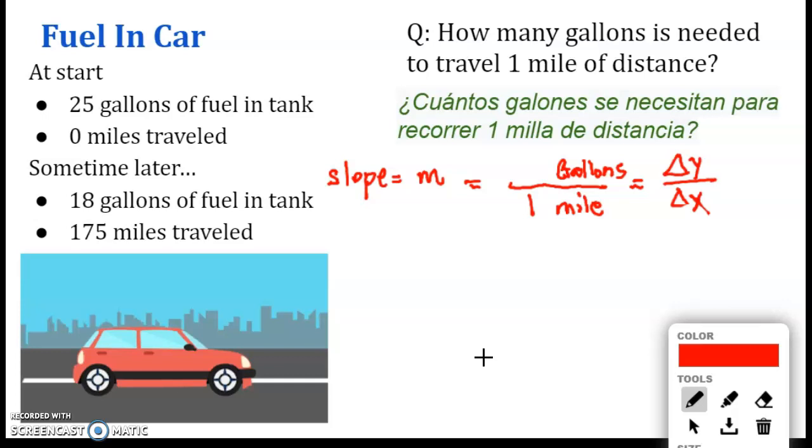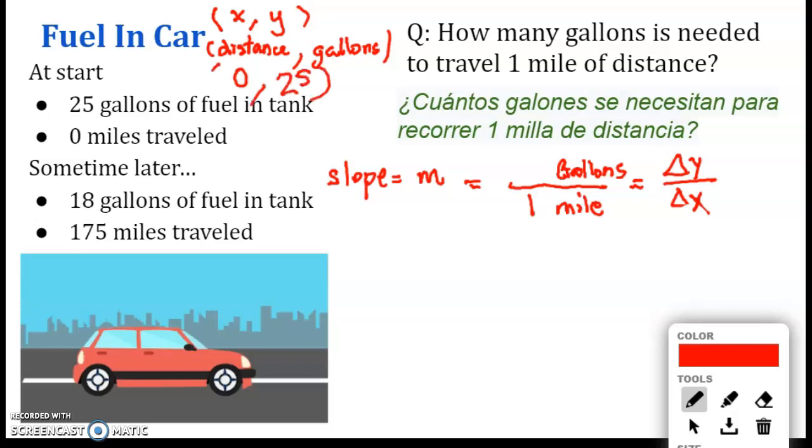So let me just write this: x comma y, where x is the distance traveled, and y is the gallons. Okay, so let's put that into coordinates. Distance traveled in the first data point is 0 miles. So this is going to be 0 comma, and gallons is 25. So you have 0, comma 25.